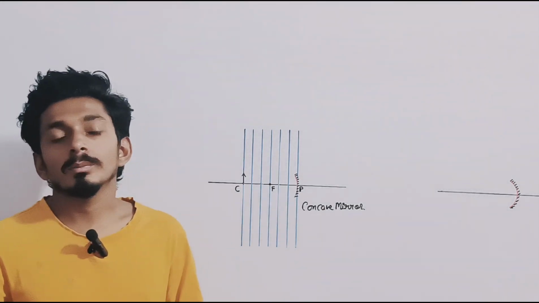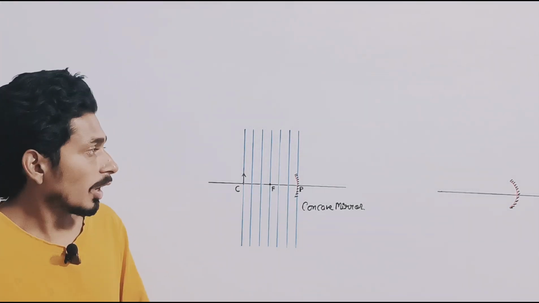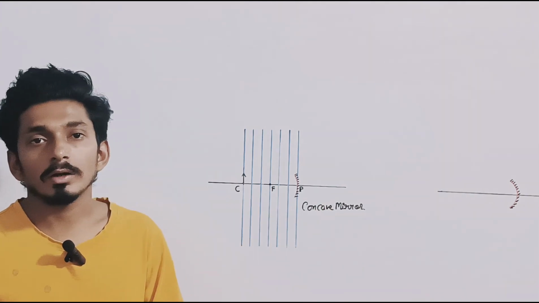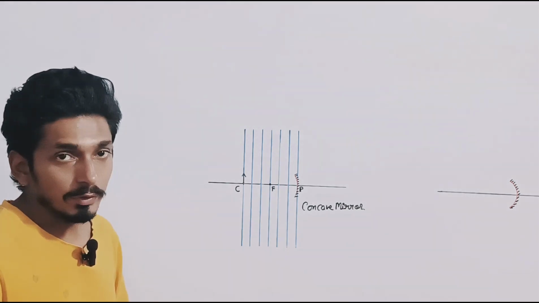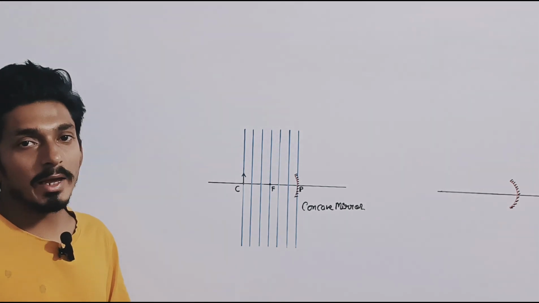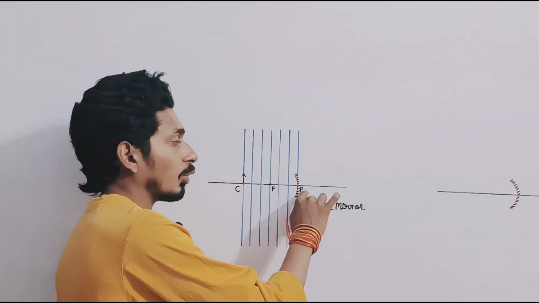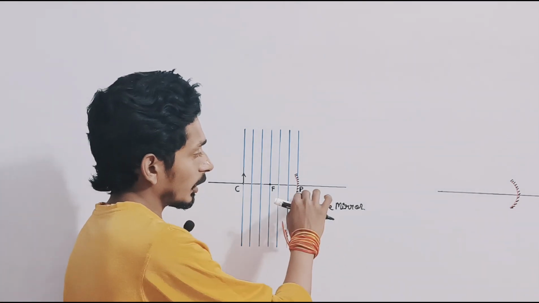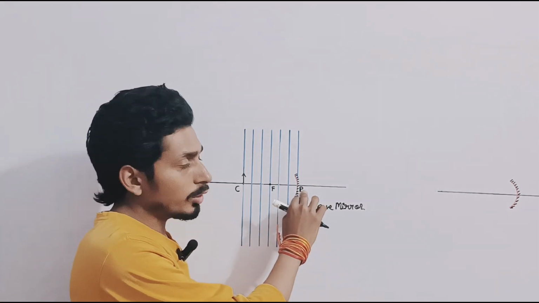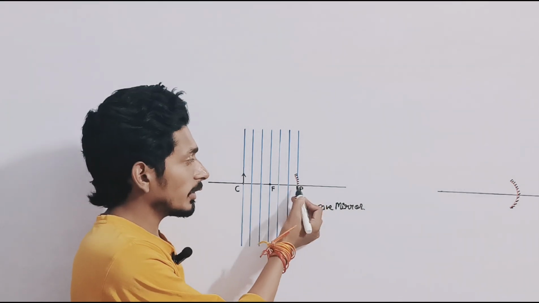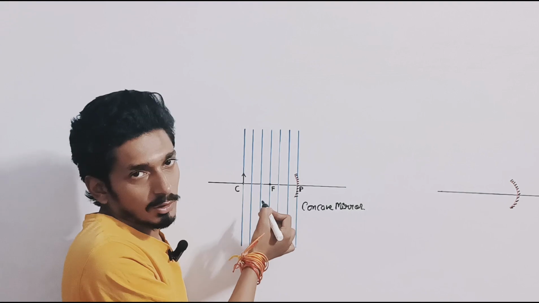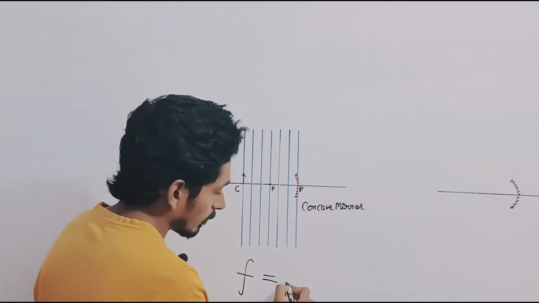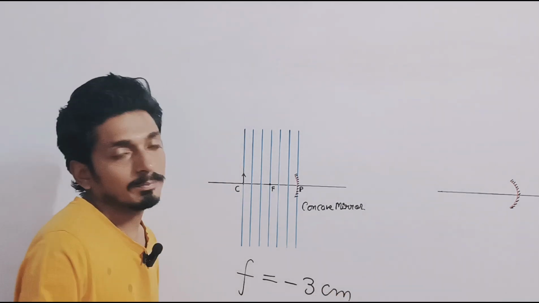Good morning. Today we will discuss how to calculate the focal length of this concave mirror. We know that we count the focal length from the pole in the case of a mirror. First of all, we are at the point of pole. Now we move towards the left side, that is -1, -2 and -3. So the focal length of this concave mirror is equal to -3 centimeter.